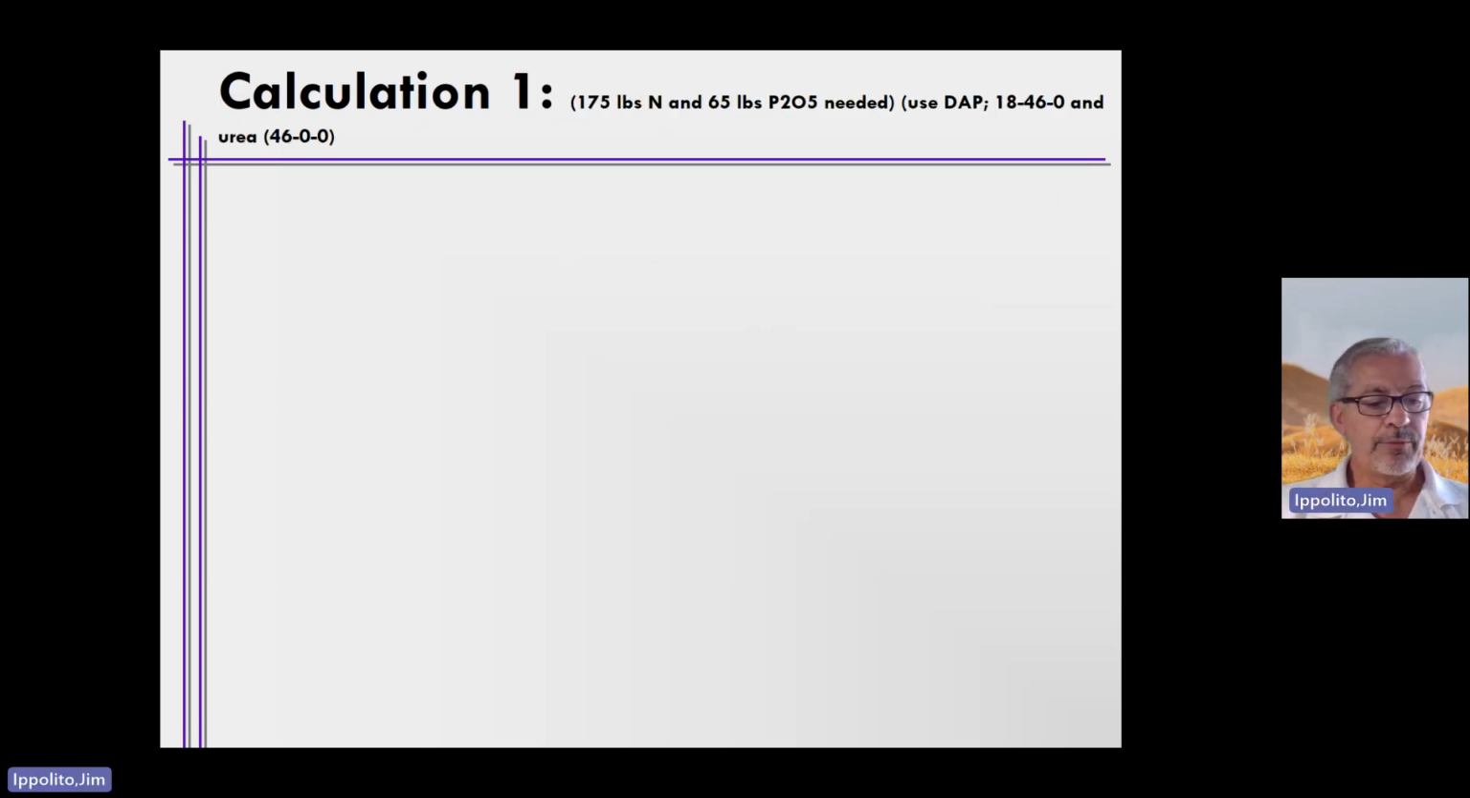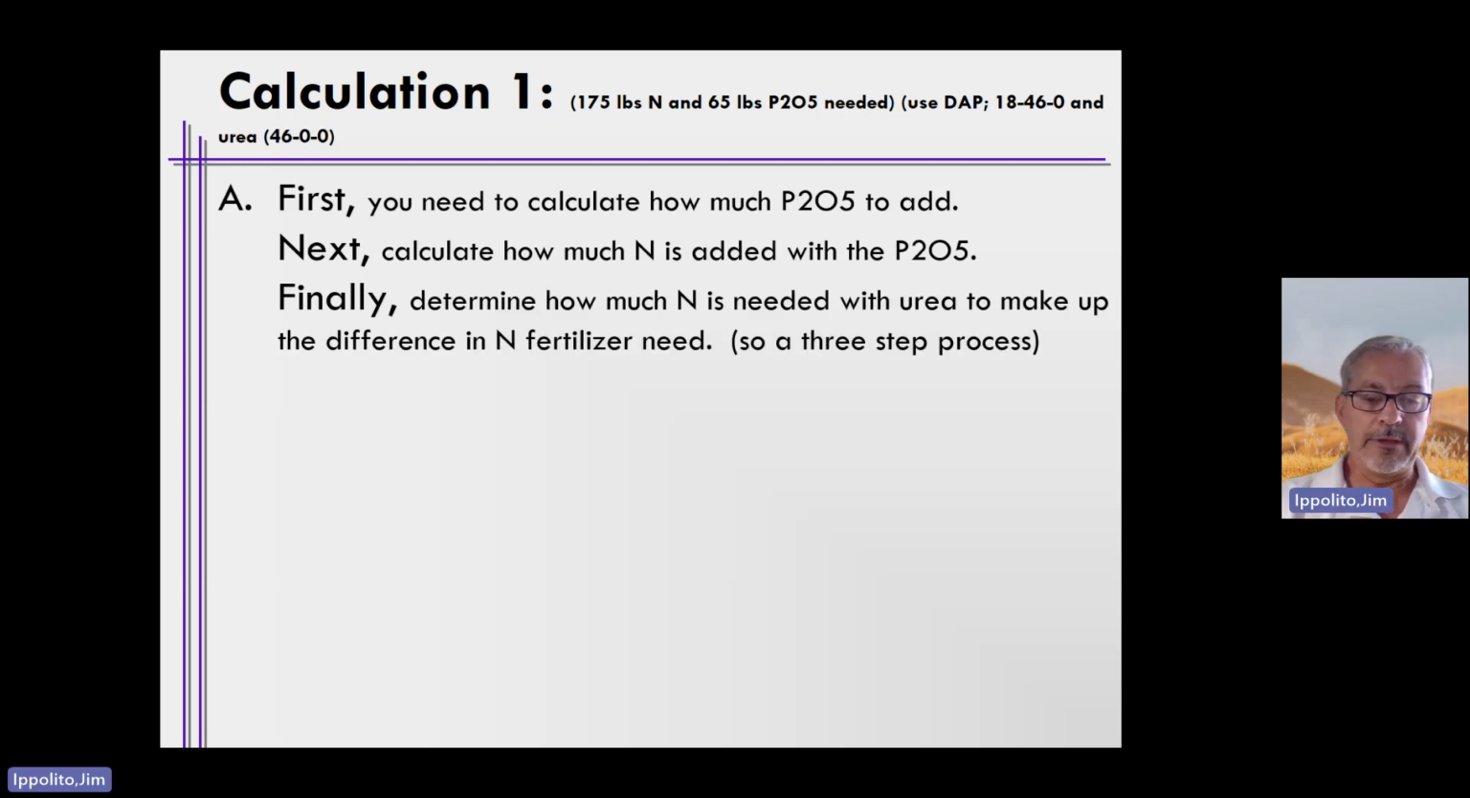So let's go through the calculation. At the very top of this page, you see the text that came from the previous slide, right? The word problem. If you just write it out, it sometimes makes it a little bit simpler to see what you need to do in terms of the calculations, okay? So 175 pounds of nitrogen and 65 pounds of P2O5 are needed by the corn crop. And we're going to supply those needs using diammonium phosphate, you see the guarantee, and urea, and you see the guarantee. So this is what you're going to do logically.